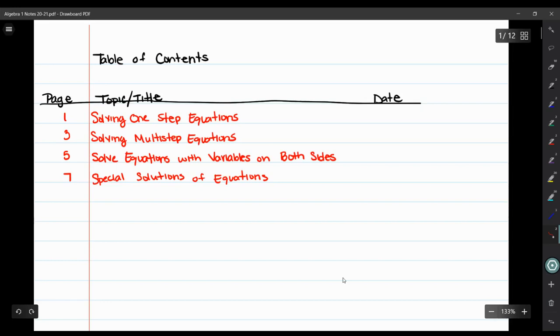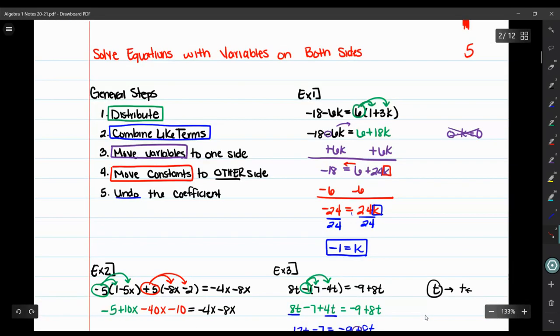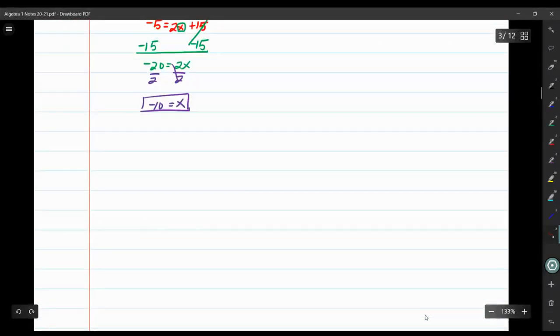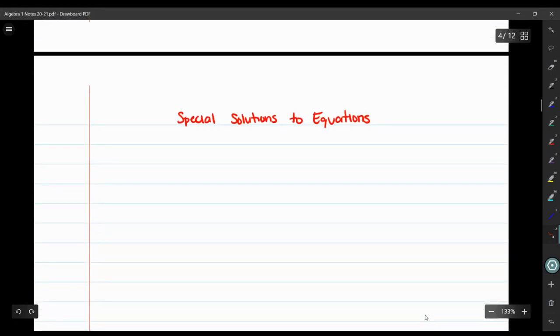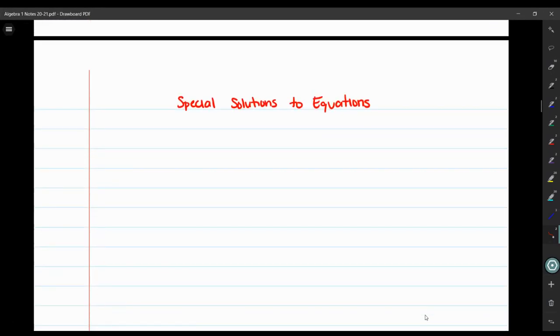Today we're going to talk about special solutions of equations. So I need you to add this title to your table of contents, as well as put it on a new page in your spiral. Special solutions to equations. So when we're talking about a solution, let's remember a solution is a number that makes the equation true.